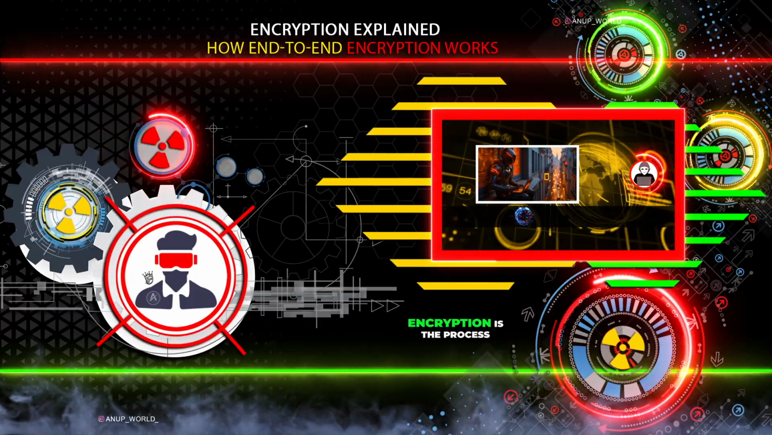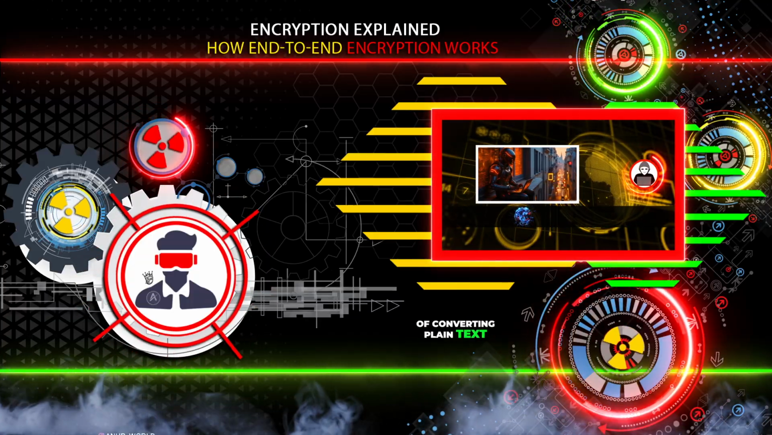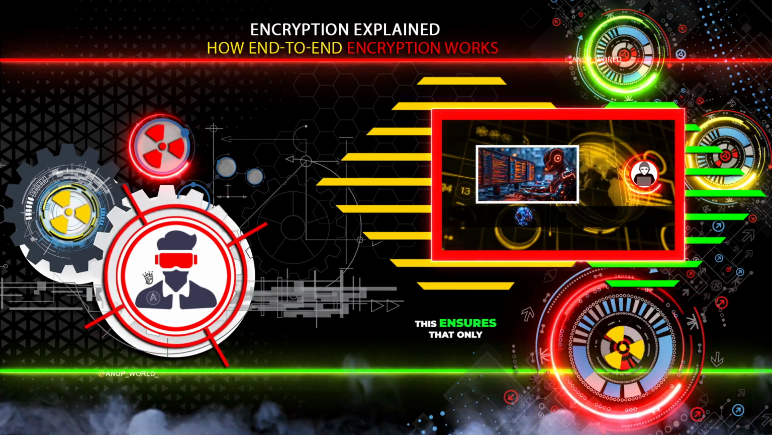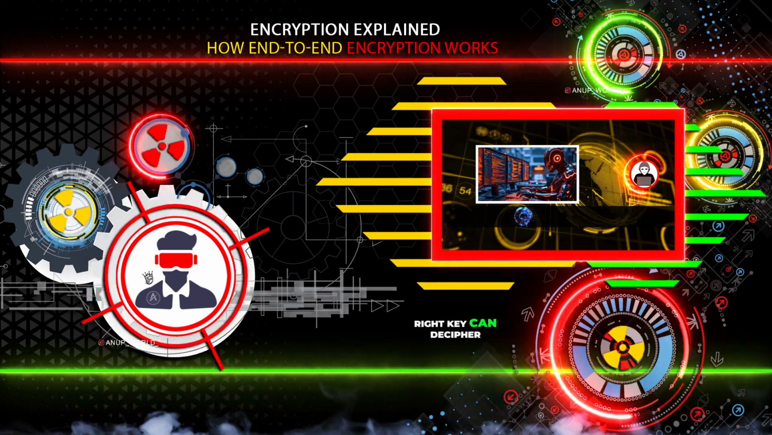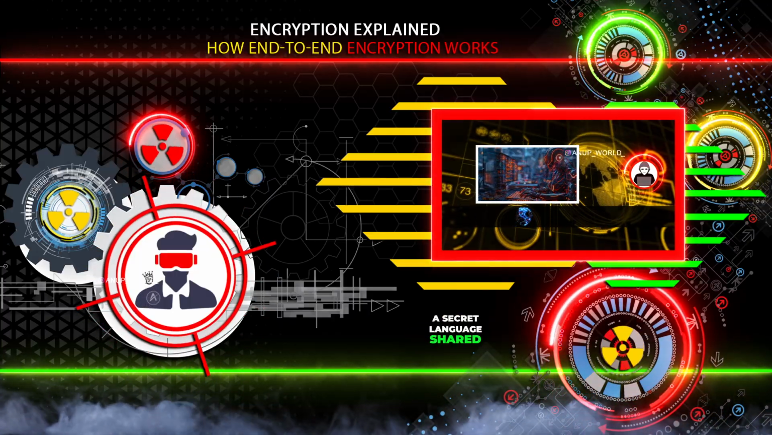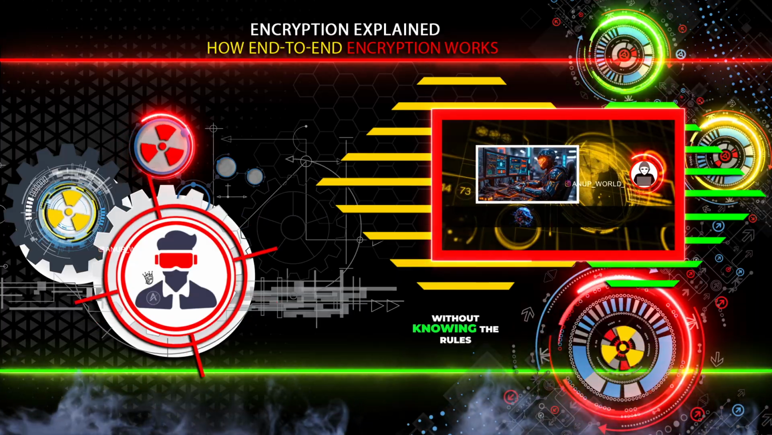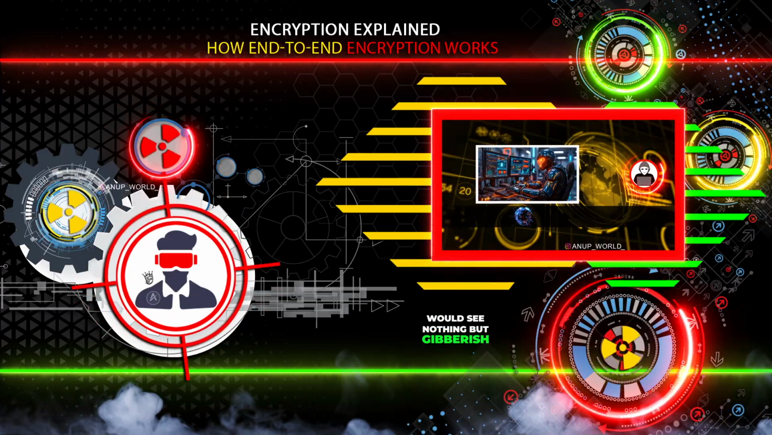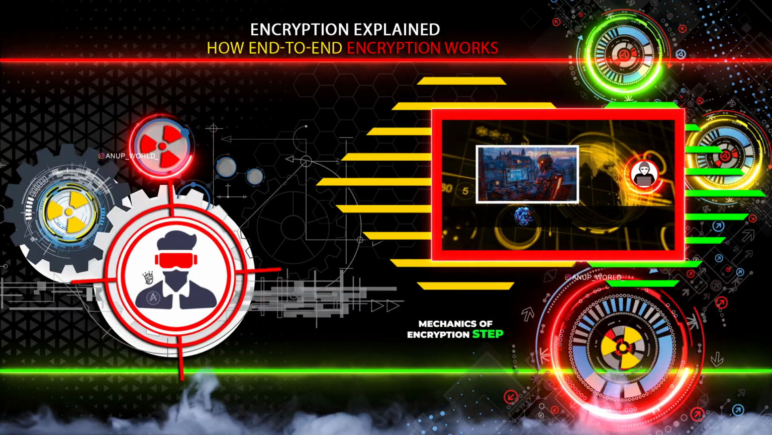At its core, encryption is the process of converting plain text, or any kind of data, into an unreadable format called ciphertext. This ensures that only authorized parties with the right key can decipher it back into its original form. Think of encryption as a secret language shared between trusted individuals. Without knowing the rules of the language, anyone intercepting the communication would see nothing but gibberish. Let's break down the mechanics of encryption step by step.